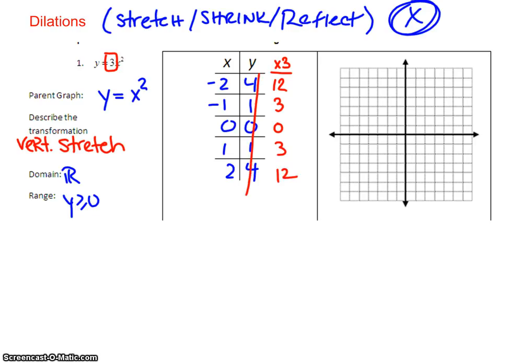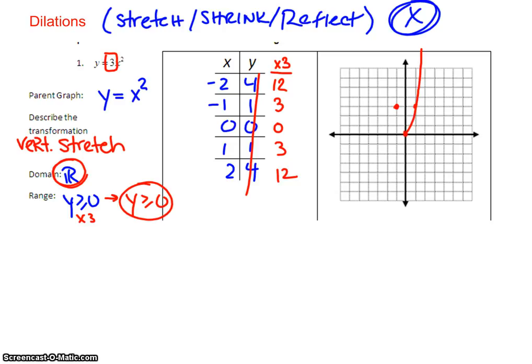Okay. I'm going to multiply my y value, my range, I'm sorry, by 3 as well. Well, it doesn't change the domain. Now, since I didn't do anything to my x's, my domain is not going to change. Okay, so if I go plot my points, negative 2, 12, it's going to be kind of hard to put on this one, but negative 1, 3, 0, 0, 1, 3, same idea.